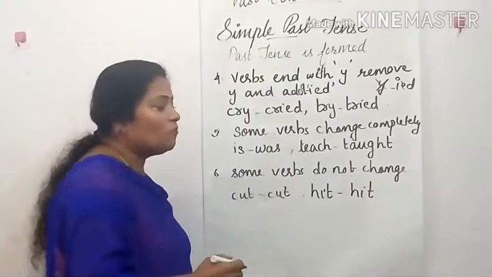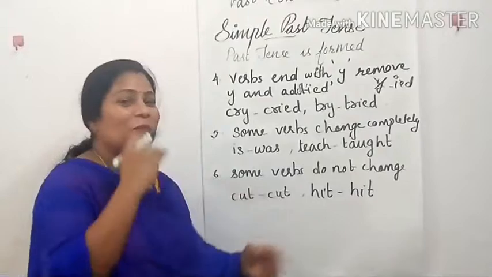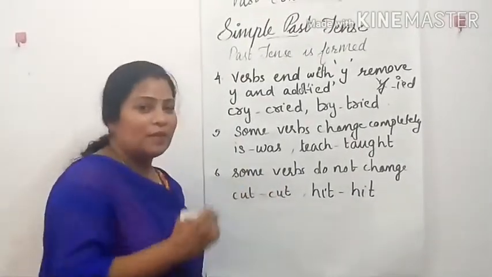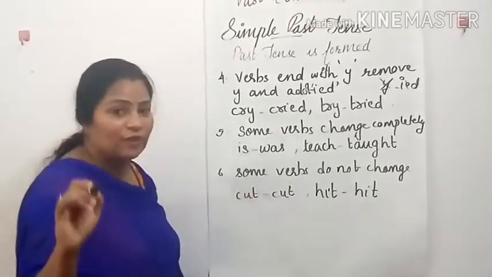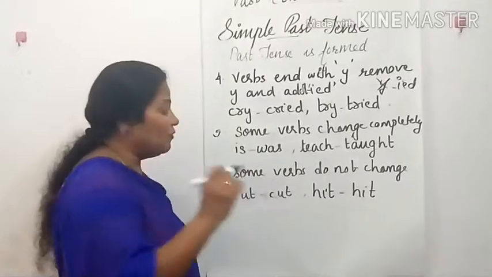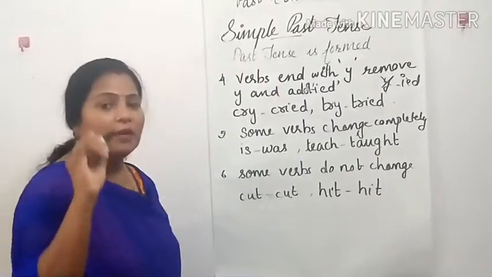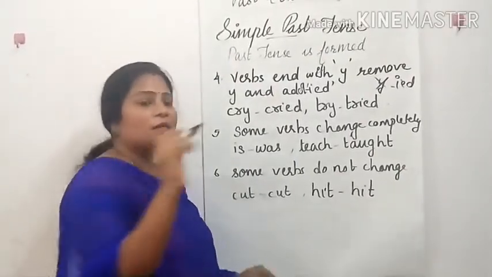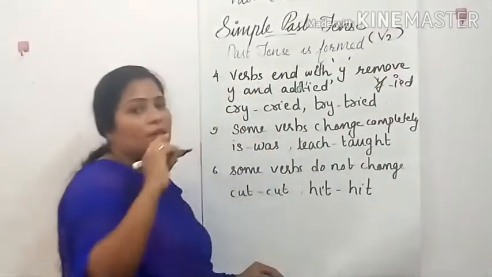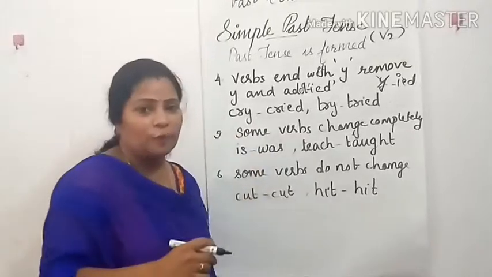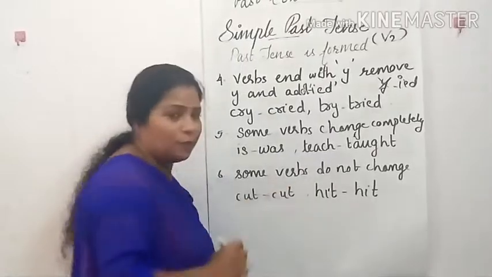Sit, sat. So all those are verbs which change completely. Then we have some verbs that do not change. Many verbs do not change. It will remain the same. See here, for example, cut. It is in the present tense, or the verb form, V1 form, and in the V2 form we have cut. Hit, in the V2 form we have hit. Simple past tense is in the V2 form. Okay, when we talk about simple past tense, it's also called V2 form. So here the spelling does not change, it remains the same.